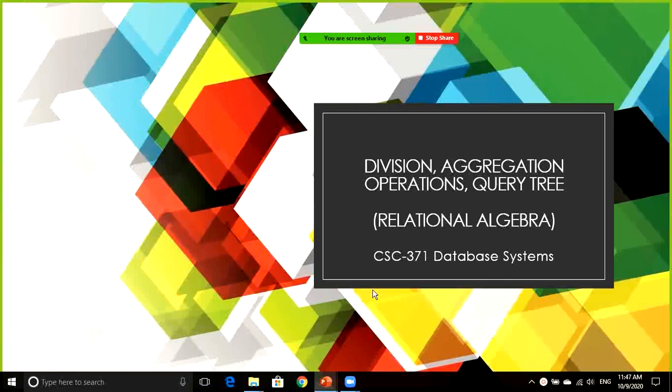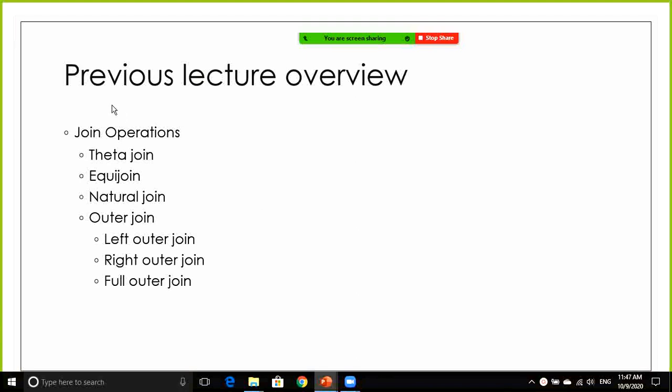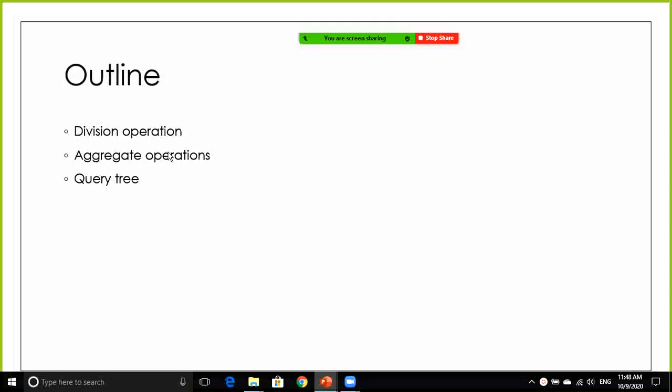In today's lecture we will learn about division operation, aggregation operations and query tree in relational algebra. In our previous lecture we have discussed different join operations which include theta join, equi-join, natural join, and in outer join we discussed about left outer join, right outer join and full outer join. In today's lecture, we will discuss about division operation, then how we can apply different aggregate operations and how we can draw a query tree from a relational expression.